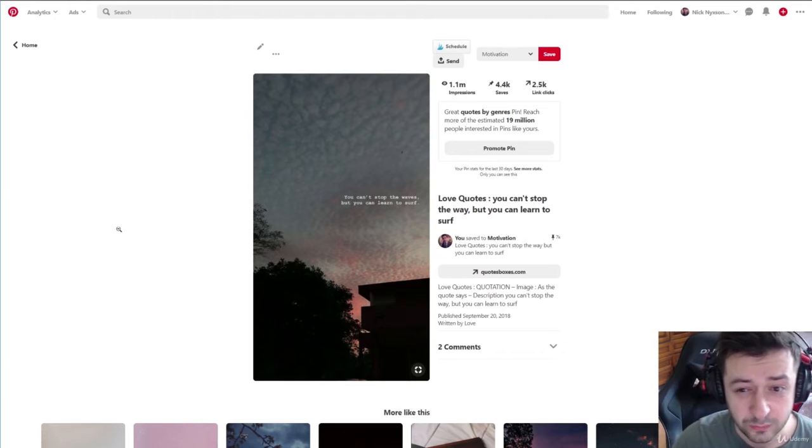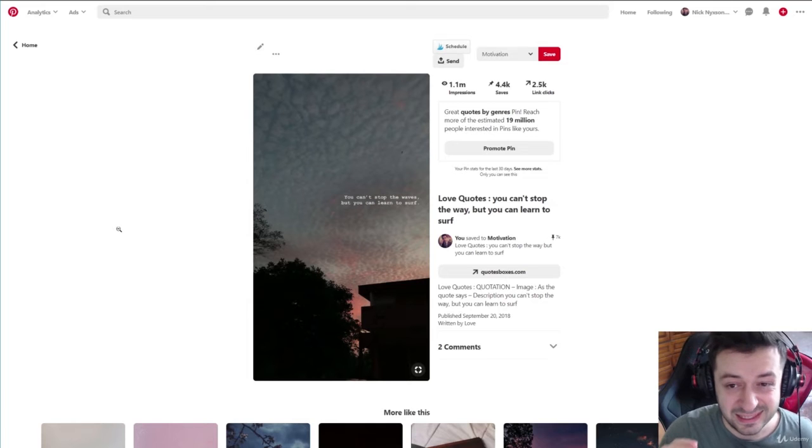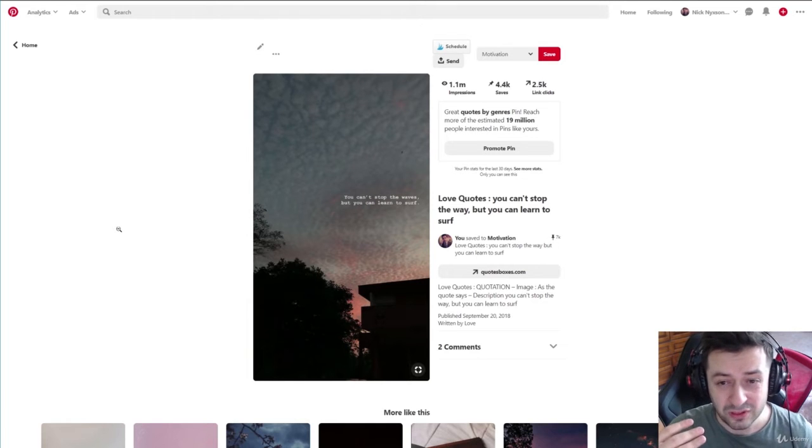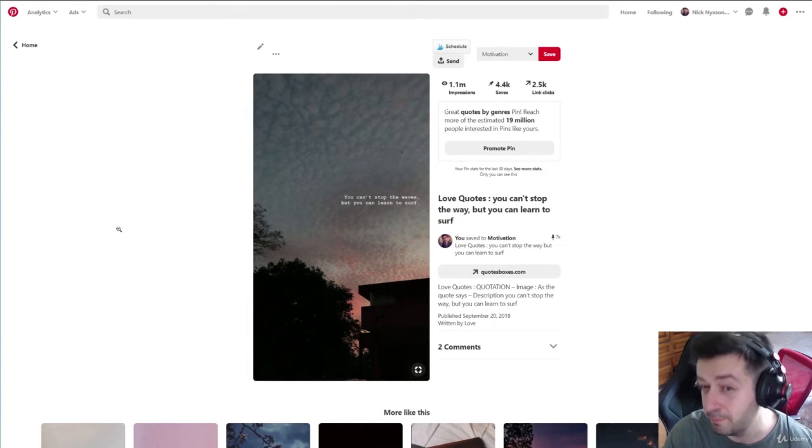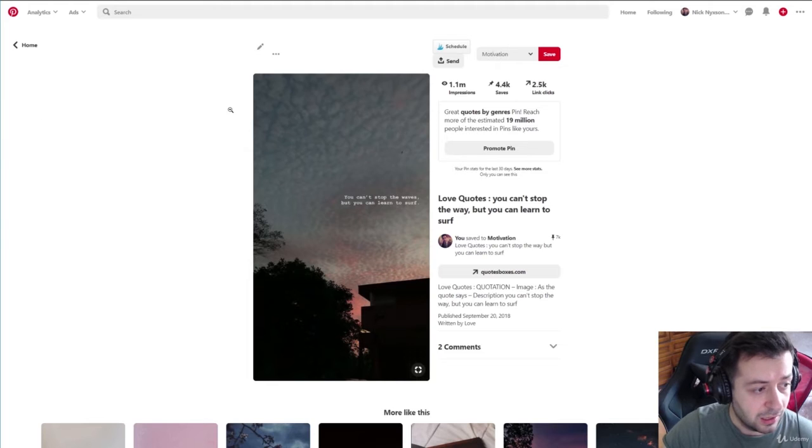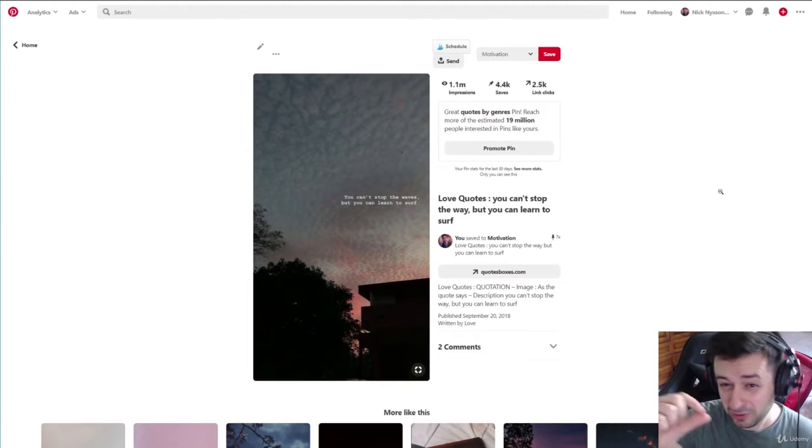What I thought was the case was that people were searching for motivation, and the pin was dropped in a motivational board, so it would just come out for the people looking for motivation. And when they saw the pin with a small thumbnail, they could not read the text.